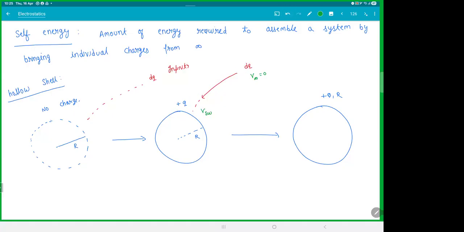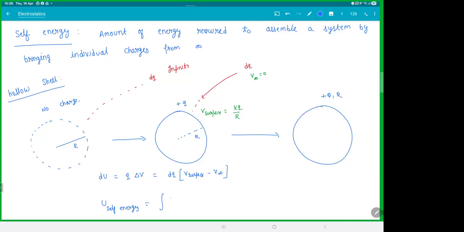So the potential on the surface will be kq by r. That means as you put more and more charge on the shell, you'll get more and more repulsion. So you have to do more and more work. The small work done will be the charge times the potential difference. That's dq into the potential difference, which is V surface minus V infinity. I can simply say dU basically, because anyway the change in kinetic energy is 0. So this is your self energy. This is all the energy that is required to assemble this.